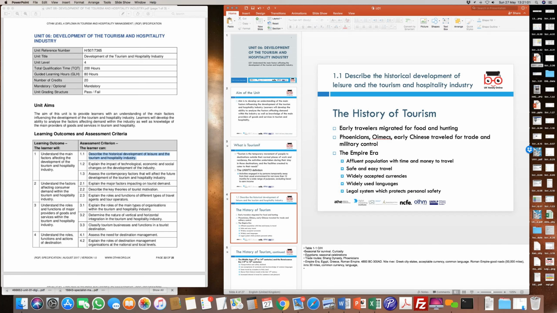But yes, a couple of points which I put in is the Empire era, which talks about the olden days, when the elite, the king and the monarchy or the royalty used to travel, there used to be large congregations of people traveling with them.